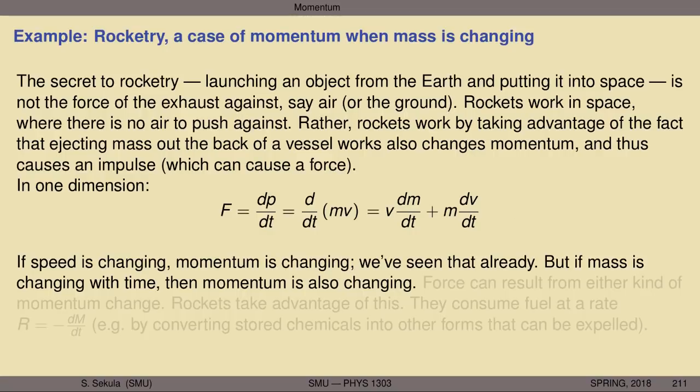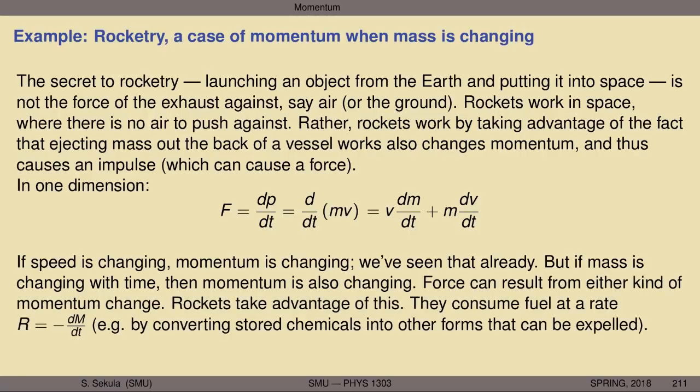So if speed is changing, momentum is changing. We've seen that already, so this term on the right is not a surprise. But if mass is changing with time, then momentum is also changing, and force can result from either kind of momentum change. Rockets take advantage of this. More to the point, a rocket fuel system is a closed and isolated system, especially in space. So it's not so much that there are external forces on the system that cause changes in momentum. It's that changes in mass cause changes in the speed of the rocket. So throwing mass out the back causes the speed of the vessel to change in response.